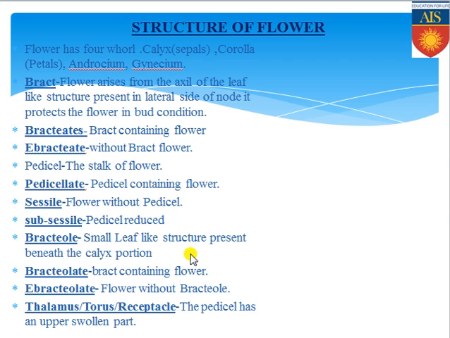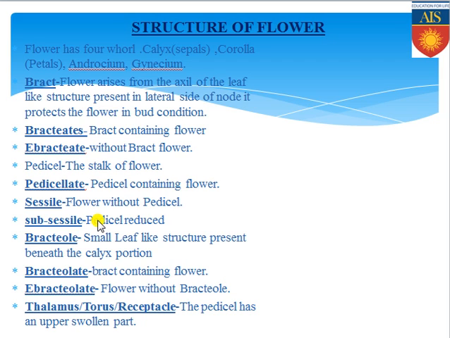Next, we all know that the stalk of the flower is commonly known as pedicel. Based on the presence or absence of this pedicel also, we have categorized the flower. First, if the pedicel is present, the flower is known as pedicellate. If the flower is present without pedicel, then it is called a sessile flower. So without pedicel, sessile flower, and if pedicel is present, pedicellate flower. Subsessile flower is a type of flower where the pedicel is reduced. That means the total length of the pedicel is not present here, maybe only partial or half length of the pedicel is present.